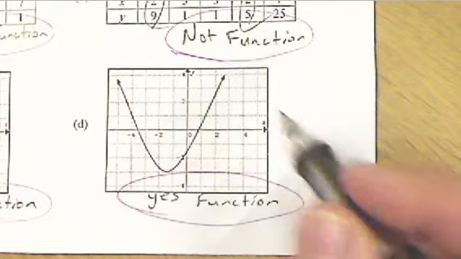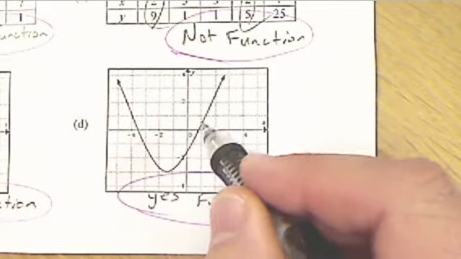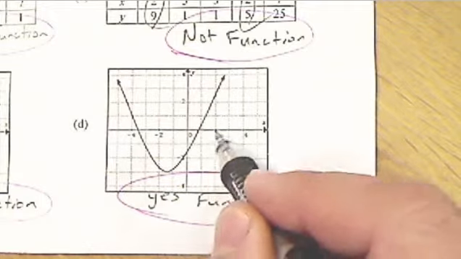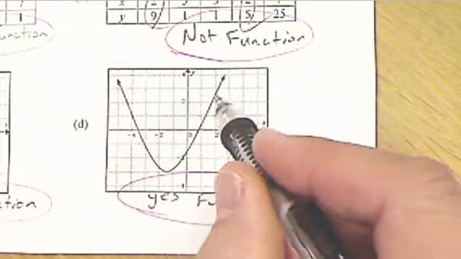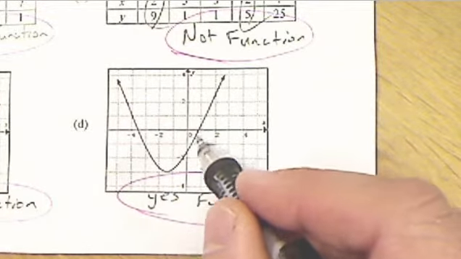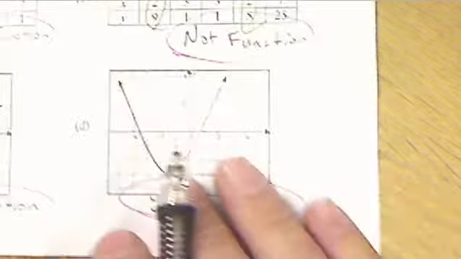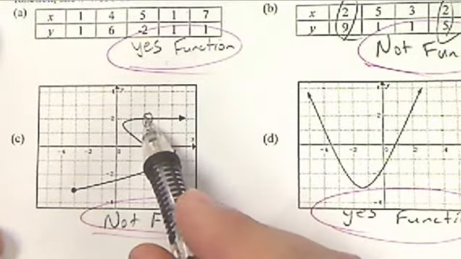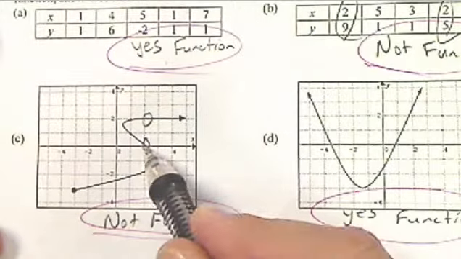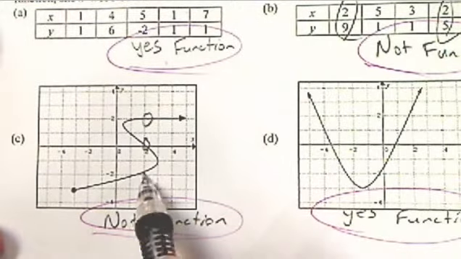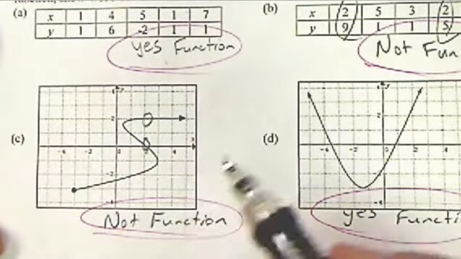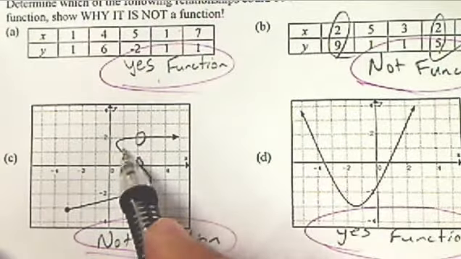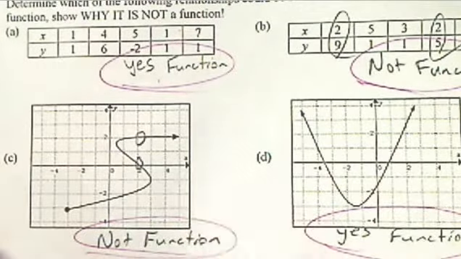D is a function because if I press 1, I get a half. I press 2, I get a 2.5. Every x only gives me one y. In the last one, if I press 2, I get a whole bunch of different answers, so it's not a function.